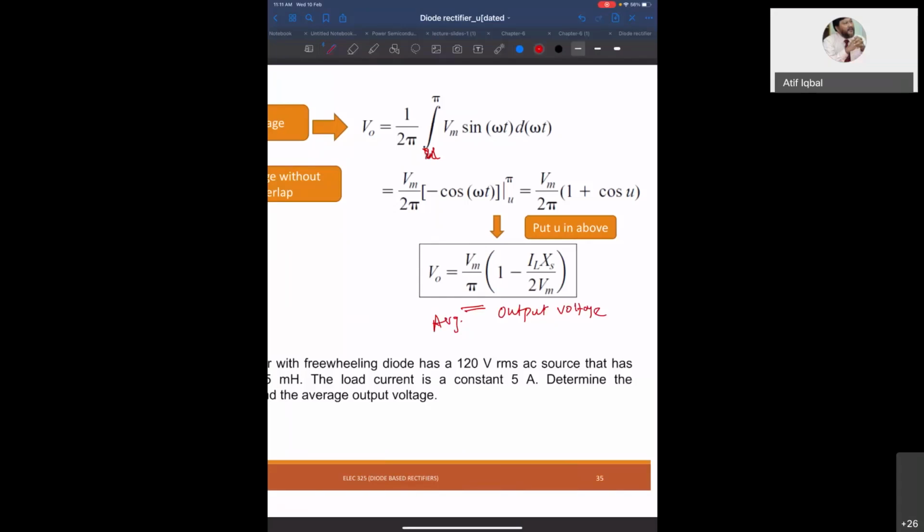What was the average voltage when there was no overlap period? It was simply Vm by pi. Now this much is dropped, because this is the reactance of the source. If the source reactance is equal to 0, then this part will be 0, and you will have only Vm by pi. So there is a drop in the average output voltage.